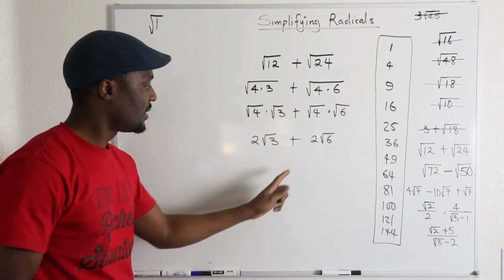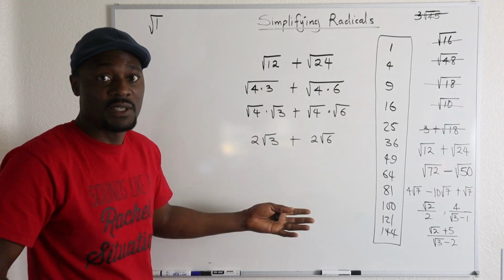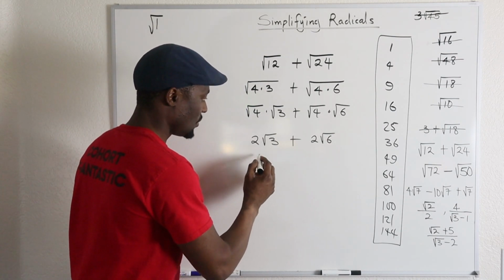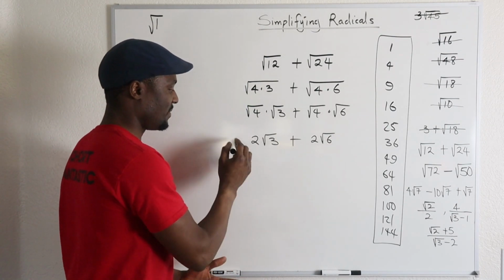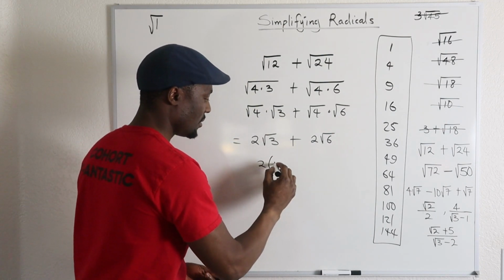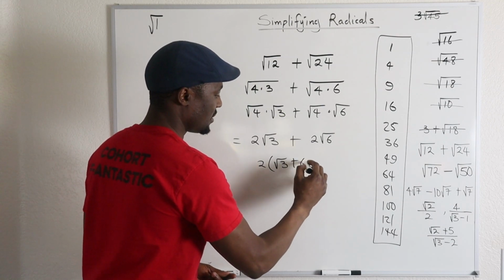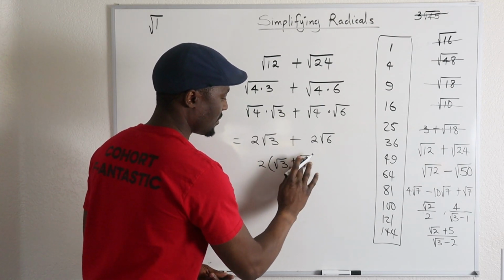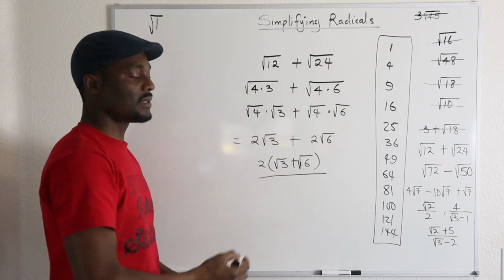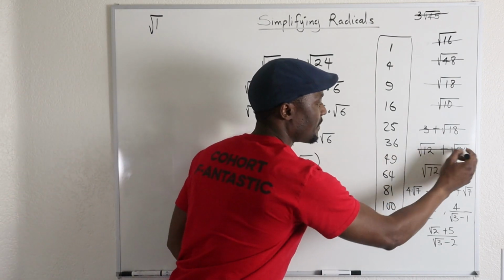This and this don't look alike, so there's nothing you can do about it. So we're just going to let this be. So 2 root 3 plus 2 root 6, that's your final answer, unless you want to factor. So it's going to be 2 times root 3 plus root 6. That's that.